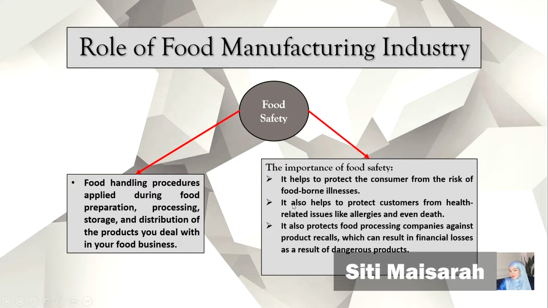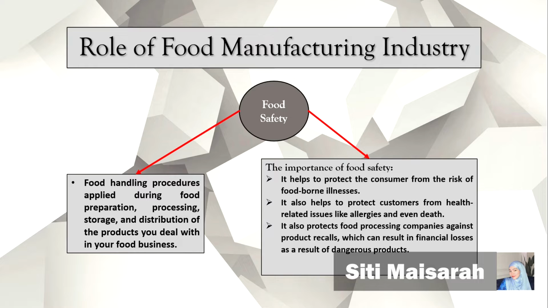The role of the food manufacturing industry is food safety. Food safety refers to the proper food handling procedures applied during food preparation, processing, storage, and distribution of the products you deal with in your food business.